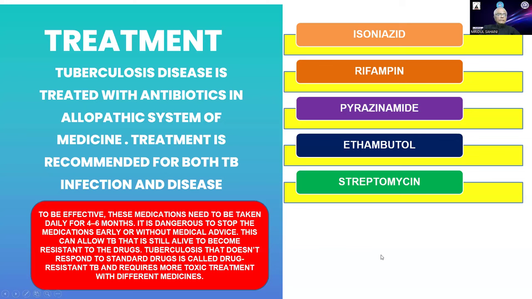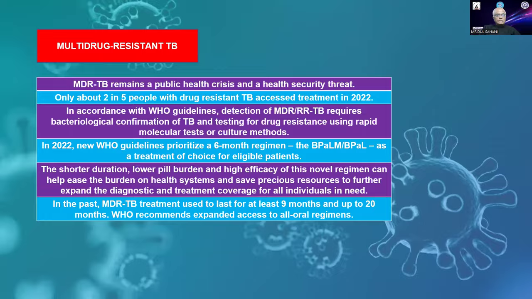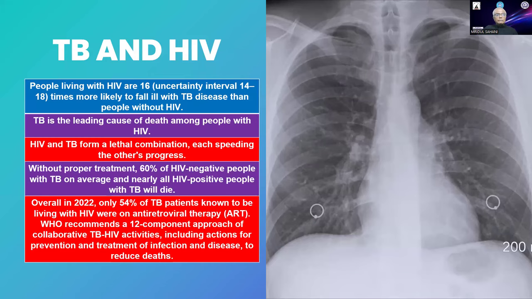Now treatment. These are the following medicines that have been used widely in allopathy: isoniazid, rifampin, pyrazinamide, ethambutol, and streptomycin. And nowadays, these medicines are being used for TB infections. Multi-drug resistance I have discussed. And then TB is very much associated with HIV. People living with HIV are 14 to 18 times more likely to fall ill with TB disease than those without HIV. TB is the leading cause of death among people with HIV.